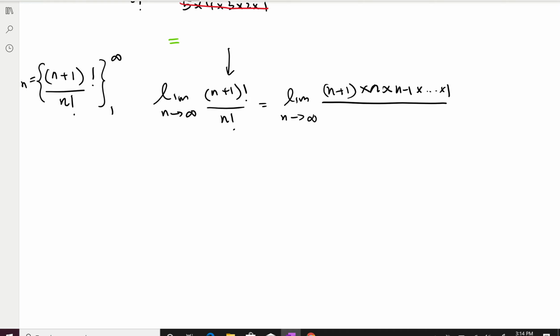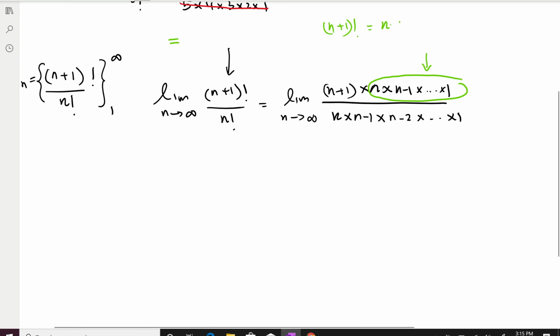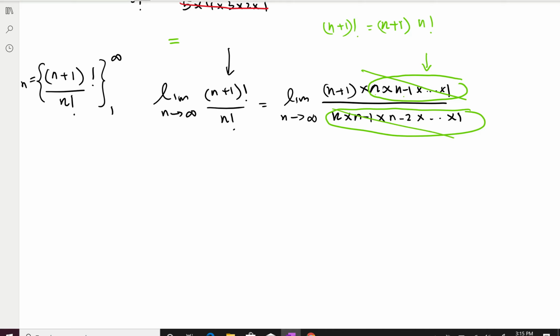What's n factorial? Start from n and multiply backwards. So the number before n is n minus 1, the number before n minus 1 is n minus 2, and go until 1. Now guess what's going to happen? In the numerator, you have n factorial hidden here, right? n plus 1 factorial can be thought of as n plus 1 times n factorial, or you have n times n minus 1 times all the numbers before n in the numerator, and that's exactly what you have in the denominator as well. So all of them cancel out, right?